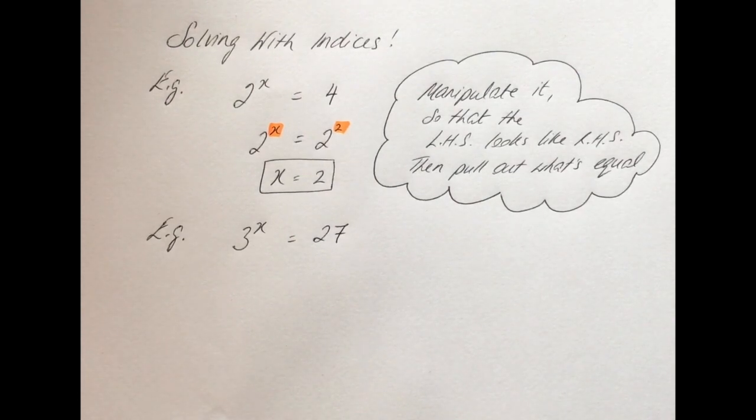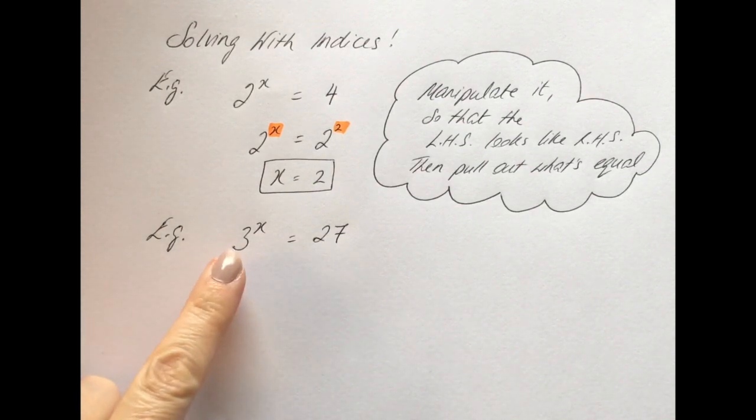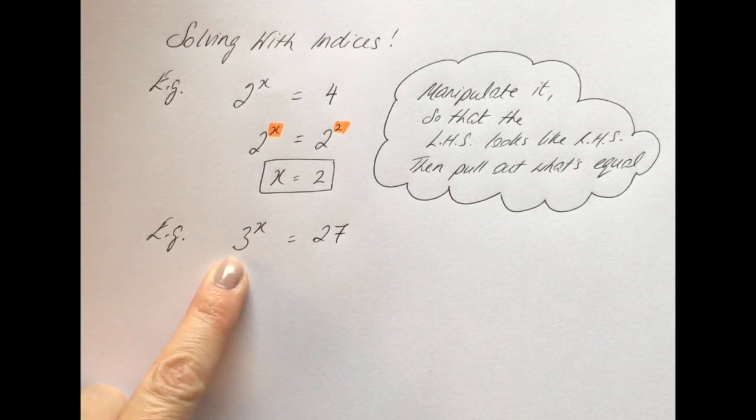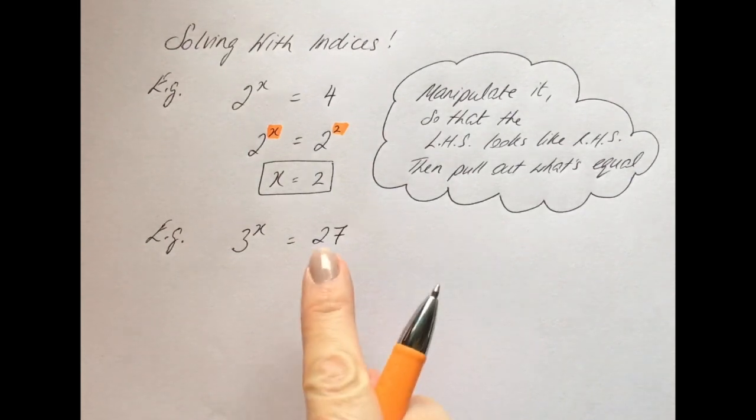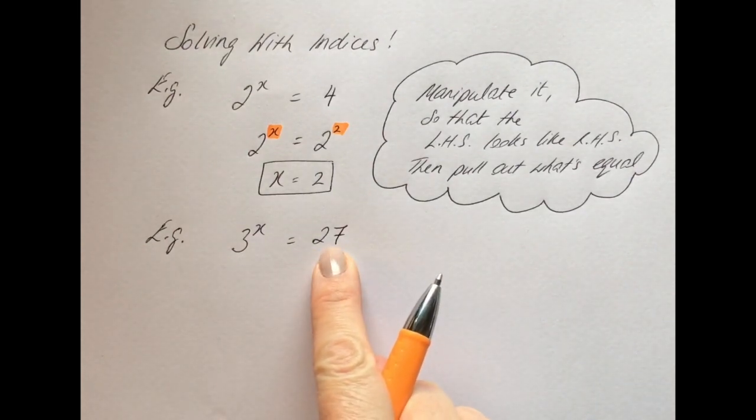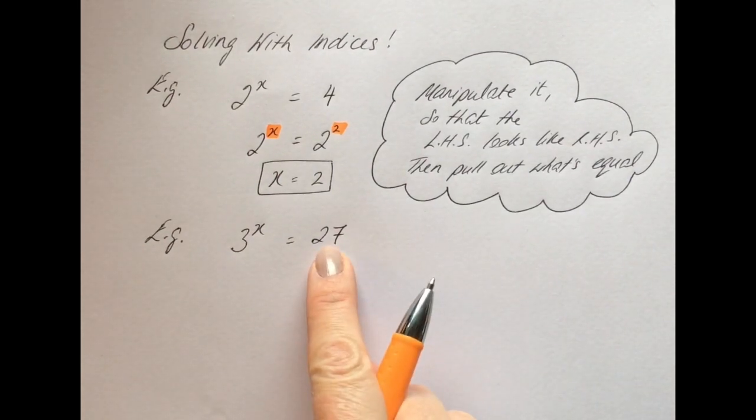Pause the video if you want to give this one a go, if you feel confident enough. Otherwise, listen along now and we'll go through it. So we can see here we've got a power of 3. So that gives us an idea as to what we want to make the right-hand side look like. So can we make the right-hand side a power of 3?